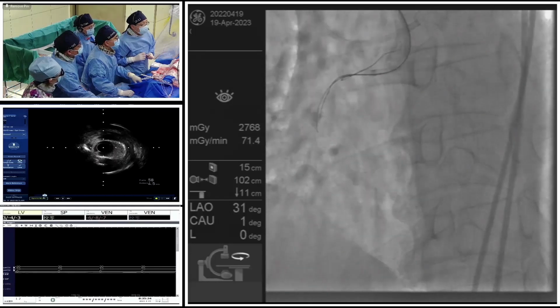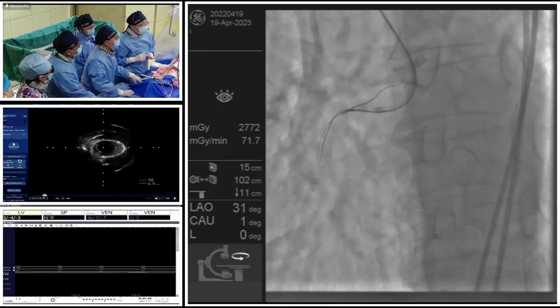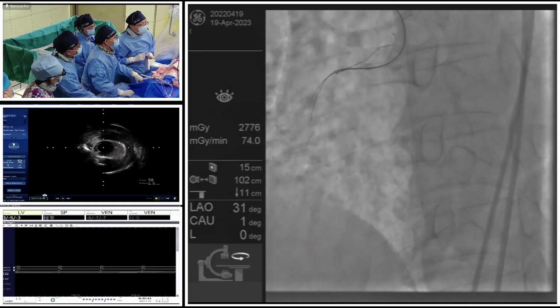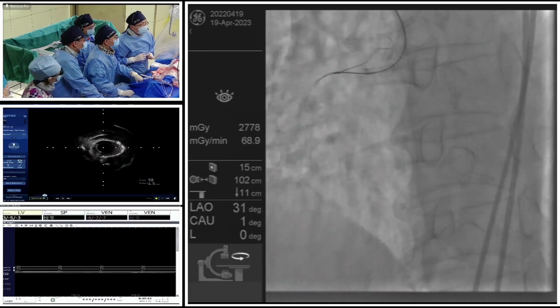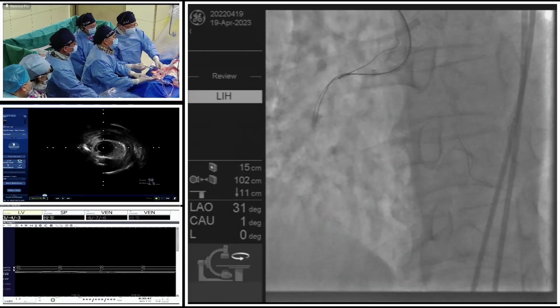Maneuverability, okay. But the feeling tells me it should also be in the subintimal space. Sometimes the feeling is very important.